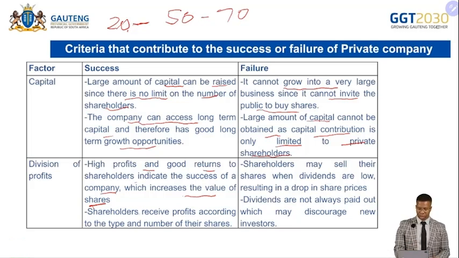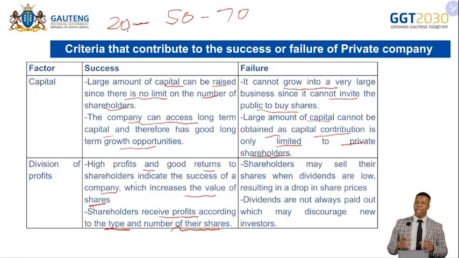So another issue is that shareholders receive profits according to the type or the number of their shares. Remember the types of shares. There are two critical shares. We have ordinary, and we also have preference. Remember, preference, they receive fixed, but ordinary shareholders receive profit depending on the net profit that was made. Hence, here they say when it comes to division of profit, they receive profits according to their type of shares and the number of shares they have.